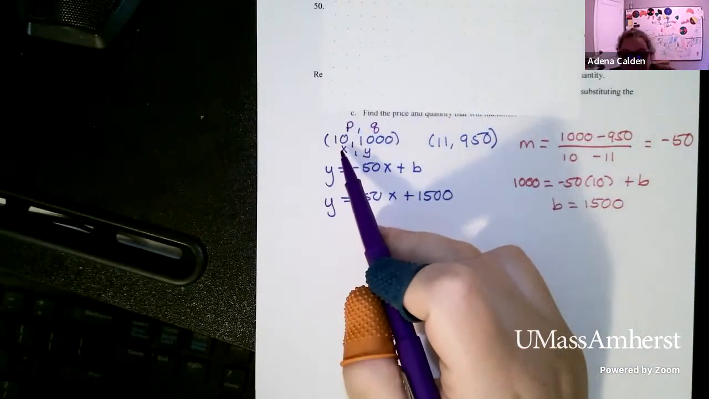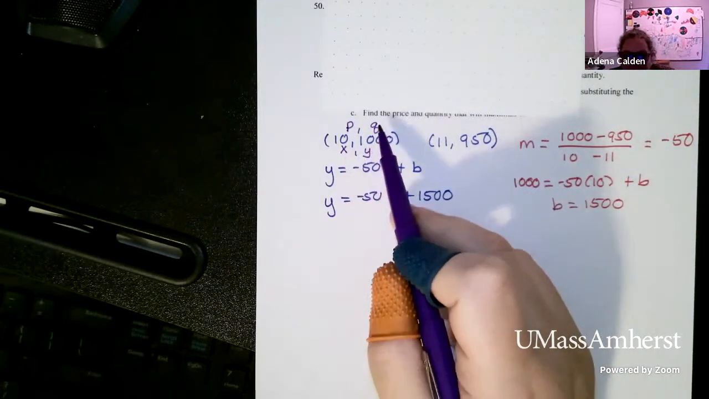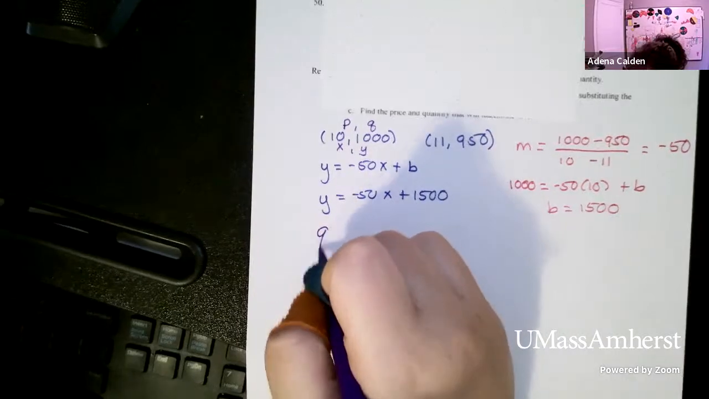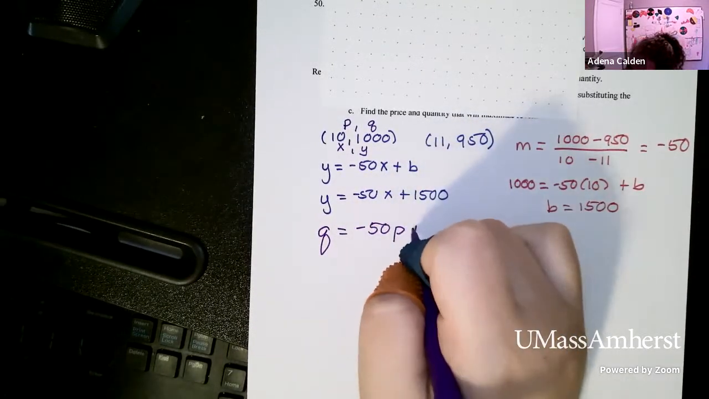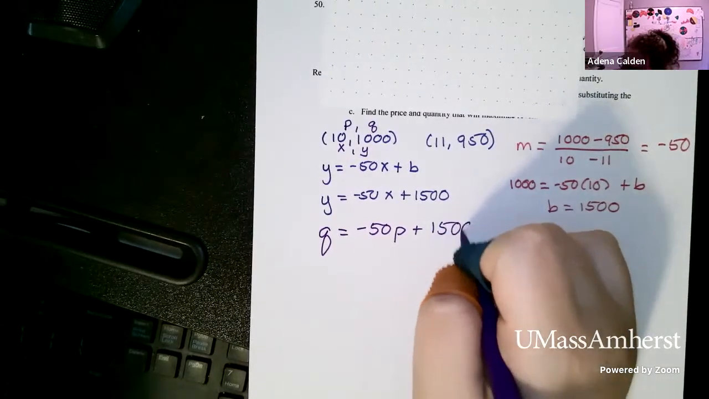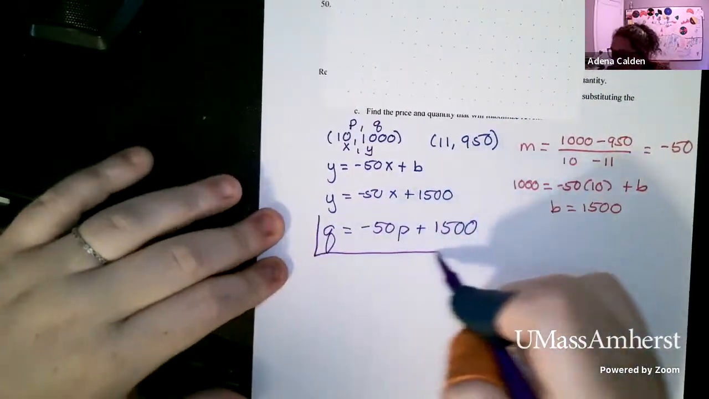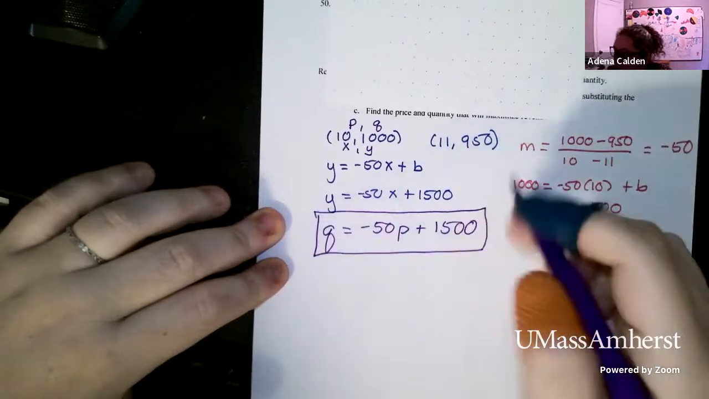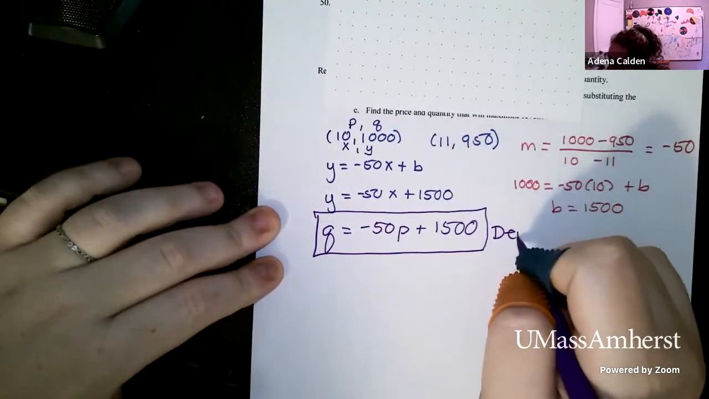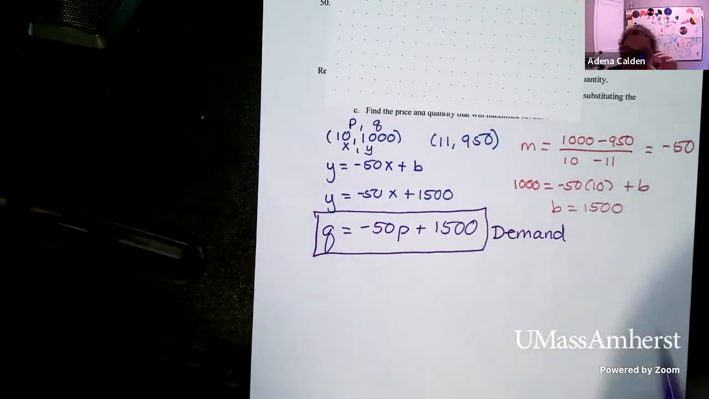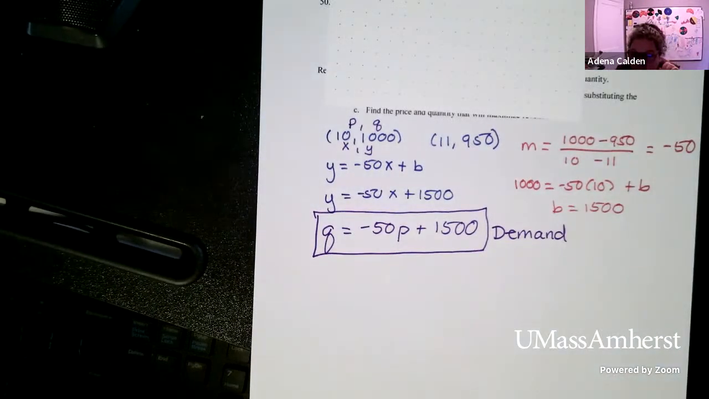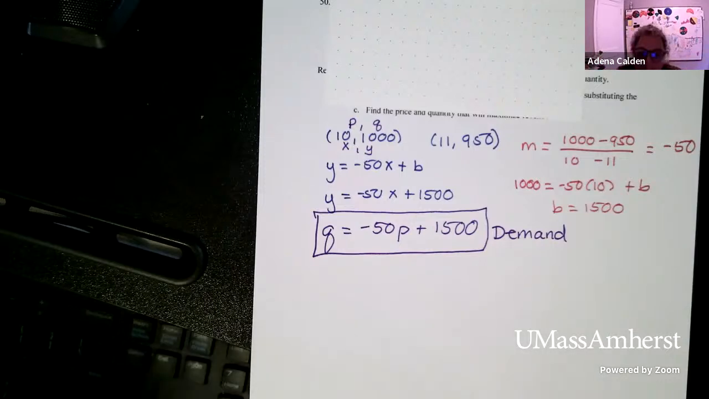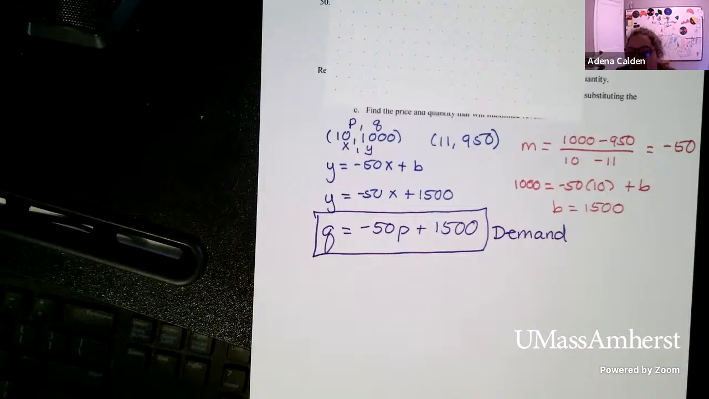So instead of X, I'm going to have P, and instead of Y, I'm going to have Q. So Q equals negative 50P plus 1,500. Okay. And this is an important equation in business because this is called the demand equation, right? If you have a relationship between how much something costs and how many of them you sell, which is what we have here, we get what's called the demand equation.